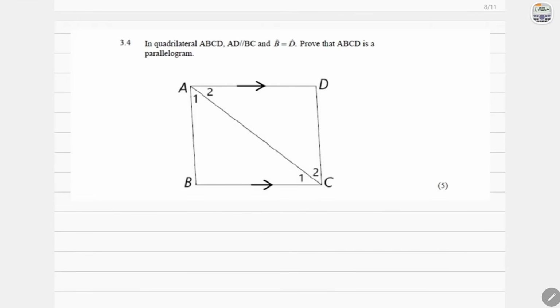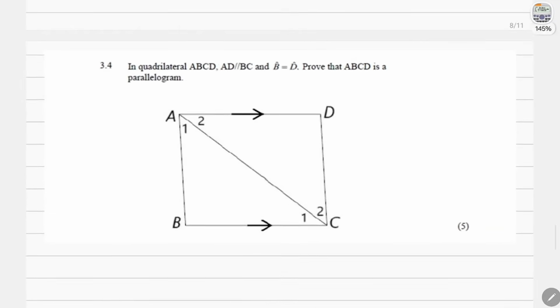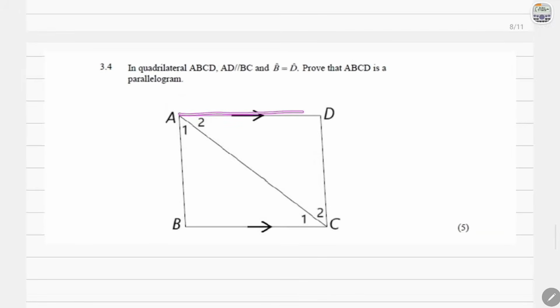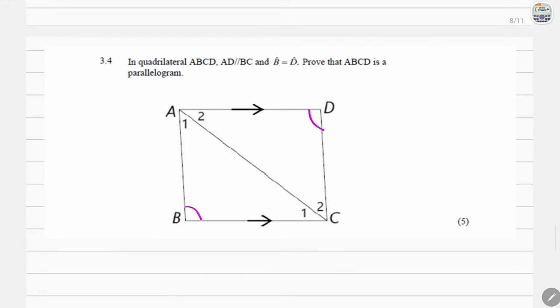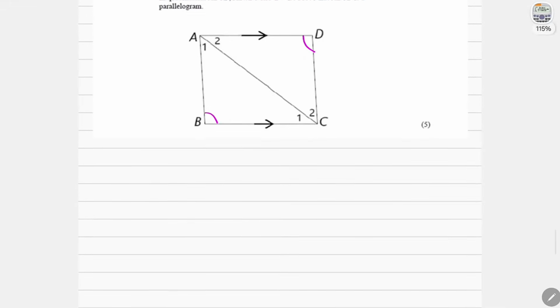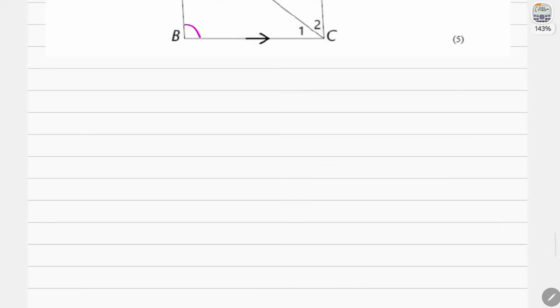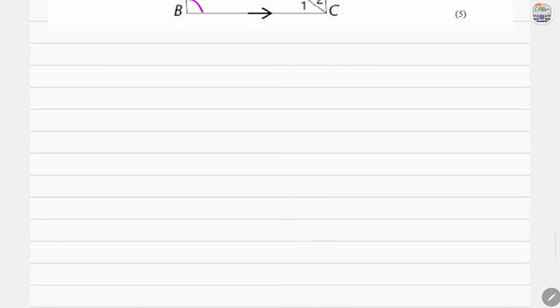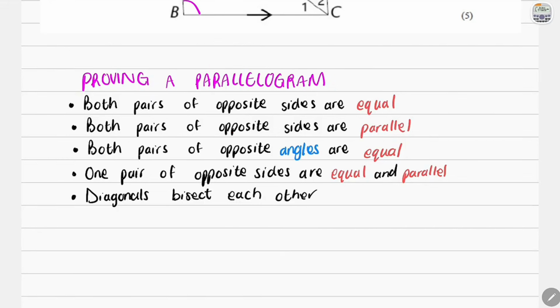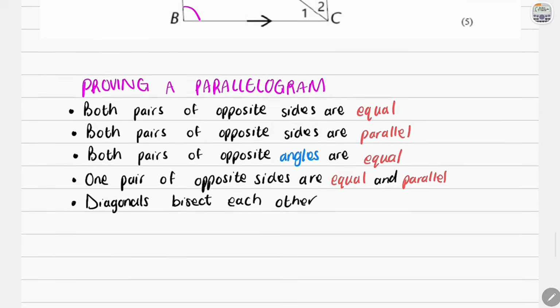Question 3.4 says, in quadrilateral ABCD, we have AD being parallel to BC and angle B is equal to angle D. So this angle is equal to this angle. We need to prove that ABCD is a parallelogram. Okay, so there are various ways to prove that a shape is a parallelogram. There's really 5 ways, and I'm going to put them down so that we can decide based on our diagram which one we're going to focus on.